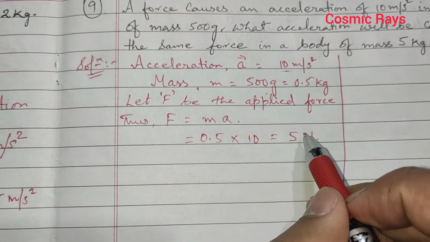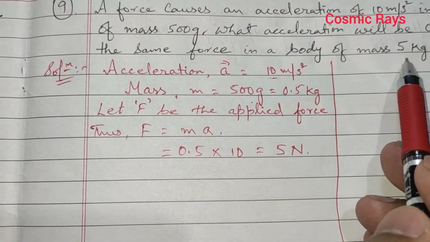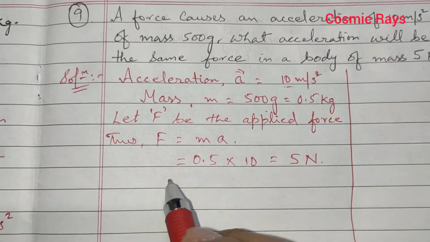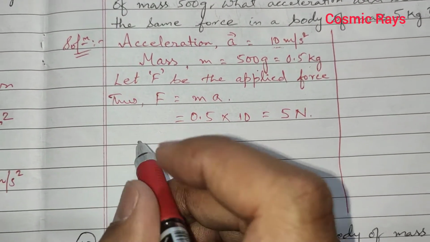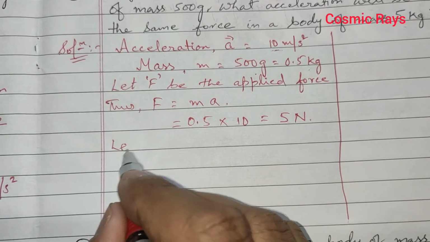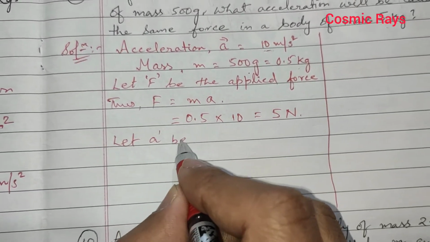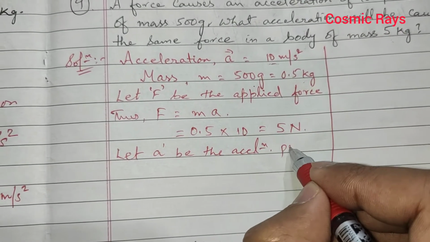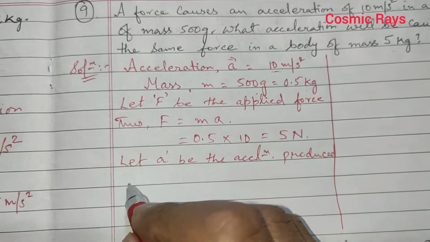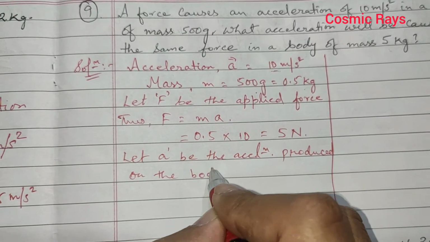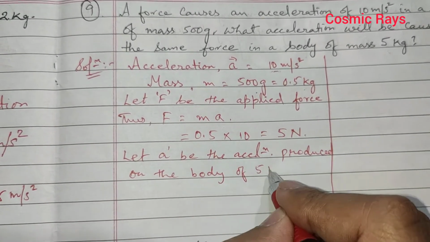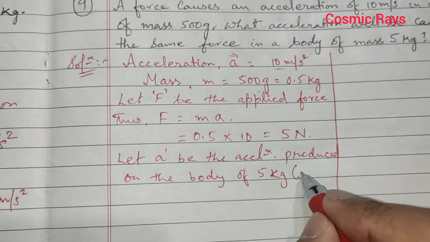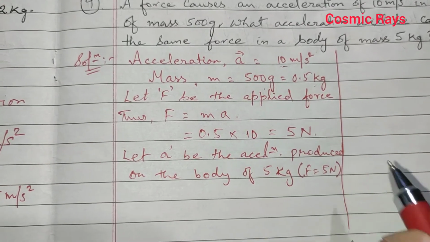So this force will again be applied on a mass of 5 kg, and we have to find out what will the acceleration be. So let's write the new acceleration. Let A prime be the acceleration produced on the body of 5 kg. So here the force is 5 Newton.